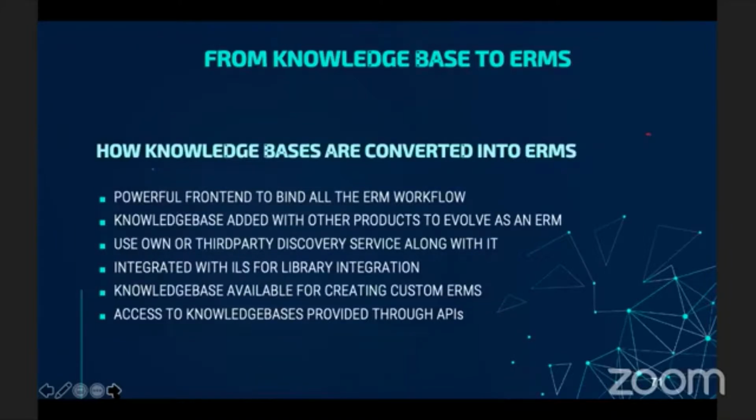Sometimes some of the electronic resource management systems use their own, or they use third-party discovery services along with it, and sometimes it integrates the integrated library information system for library integration. Later I will show you which systems have the LIS also tagged along with the ERMS. There are also knowledge bases available for creating custom ERMS, which I alluded to earlier. And in some cases, access to knowledge bases is provided through application programming interfaces also.